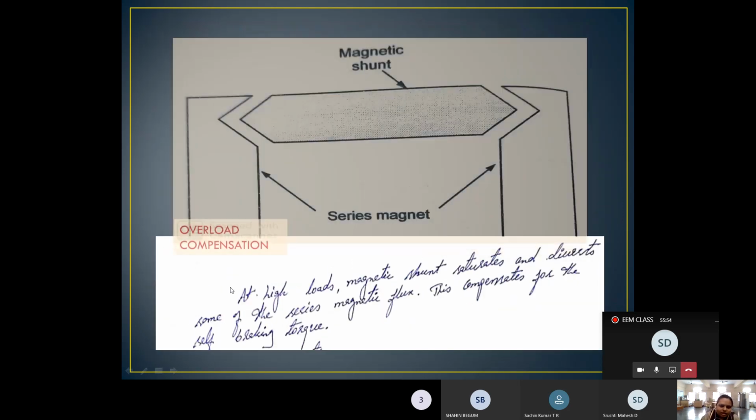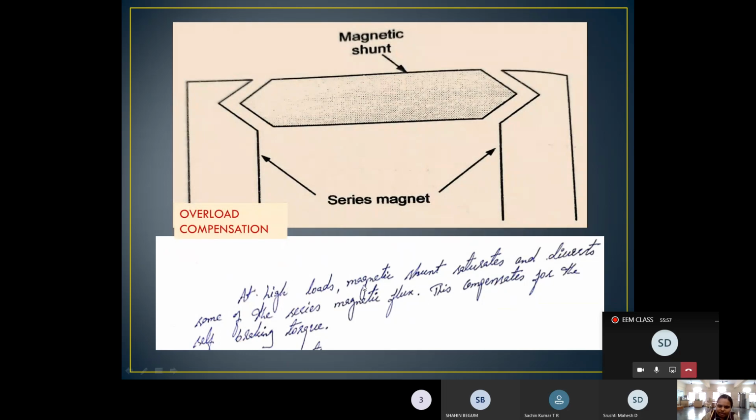Then at high loads, the magnetic shunt saturates and diverts the series magnetic flux. This compensates for the self-braking torque. This connection is done so that I can avoid the self-braking effect. This is about the overload compensation.